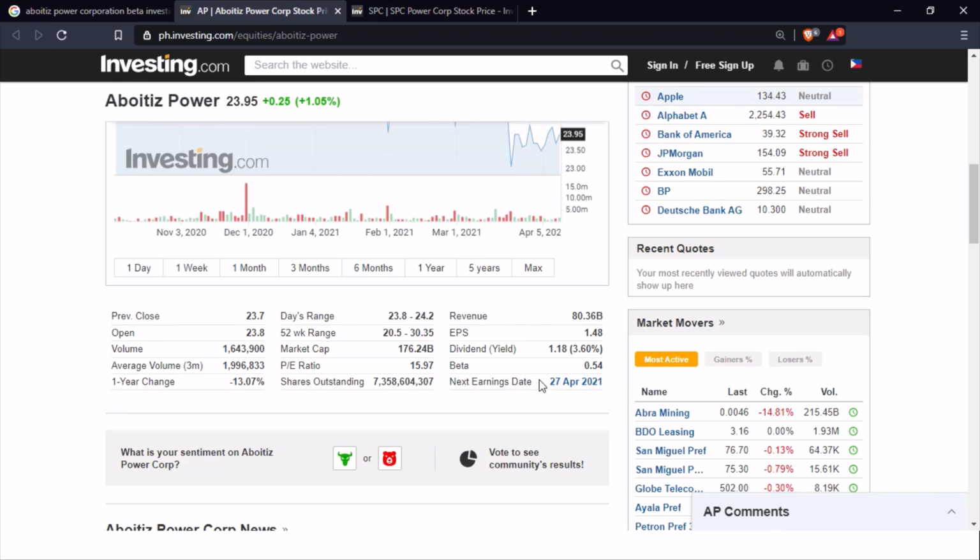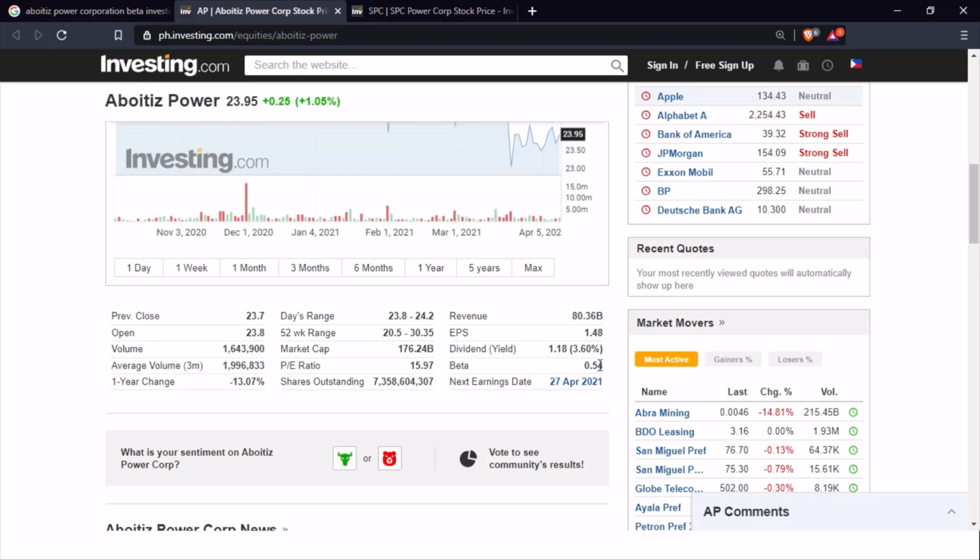So, pag tinranslate kasi natin yung beta, if the beta is 1, when the market is losing 1%, your stock could also lose 1%. But if the market is gaining 1%, your stock would also gain 1%. So, ibig sabihin kapag 1 yung beta mo, the volatility of that stock is moving similarly with the market. So, if it's less than 1, ibig sabihin, less volatile yung stock na tinitignan mo.